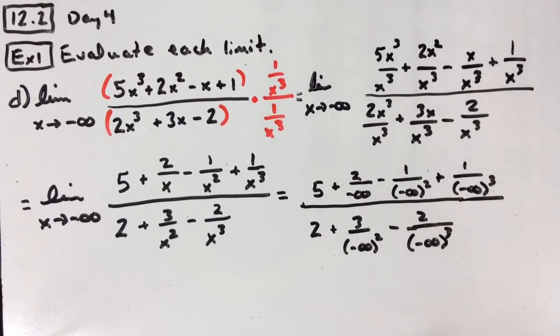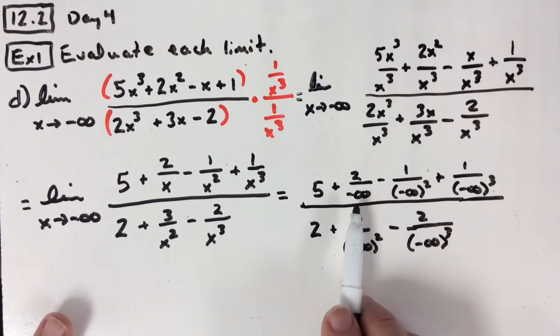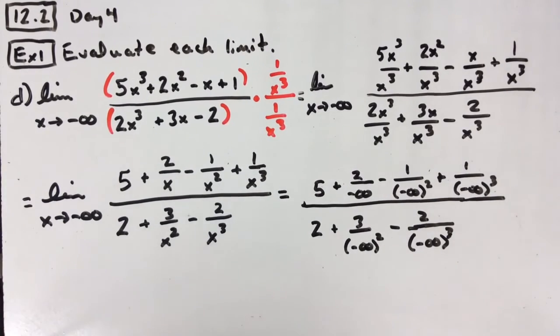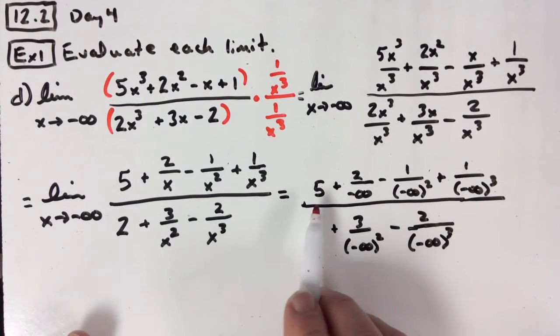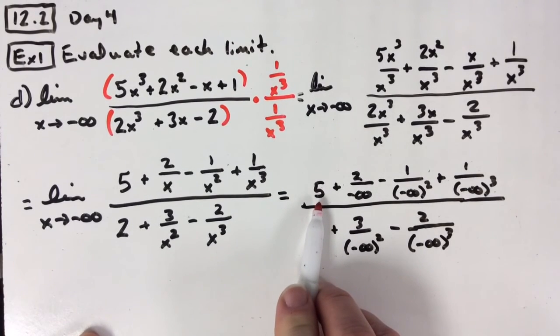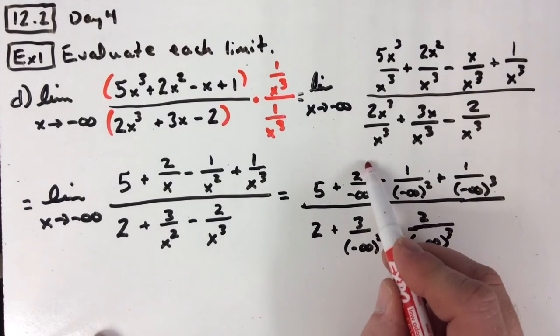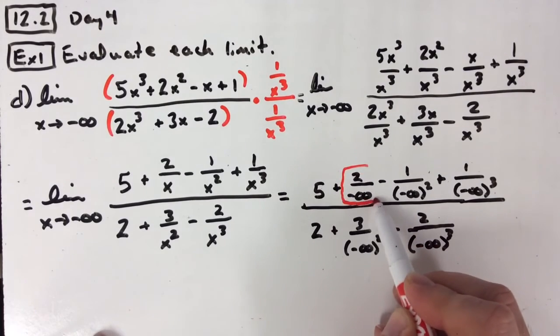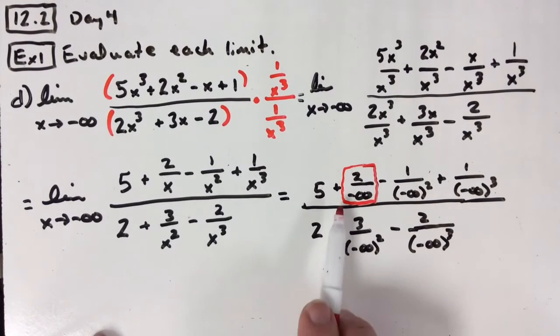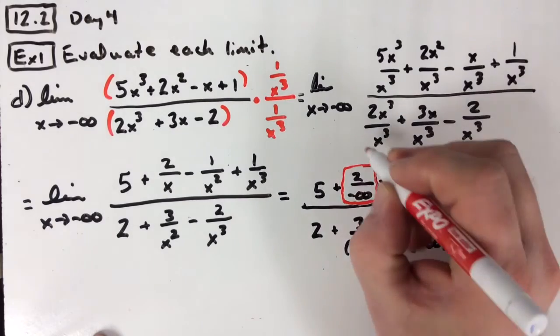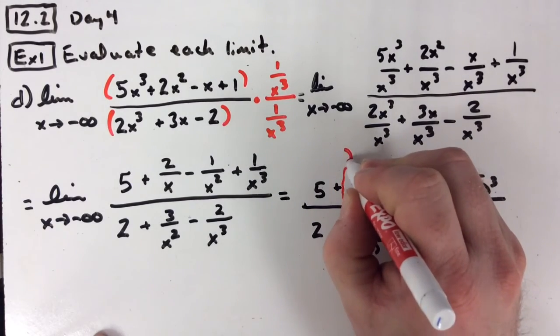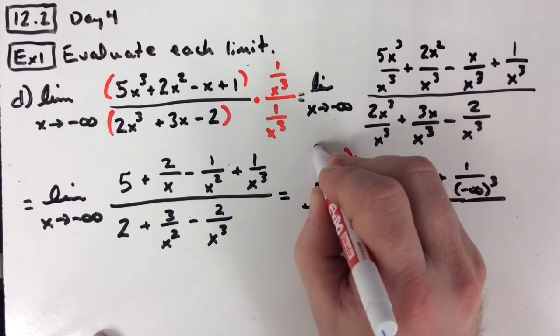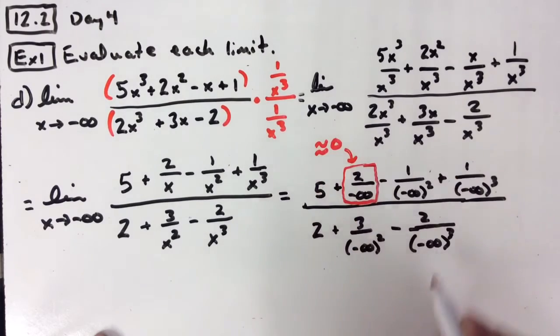So here's what we have. We've gone through and substituted in our negative infinities. If you take a look at this number here, it is exactly the number 5. We don't even need to estimate that. It's just 5. But this number right here, we have 2 over negative infinity. That's 2 over a very, very, very big number. That is very close to 0.